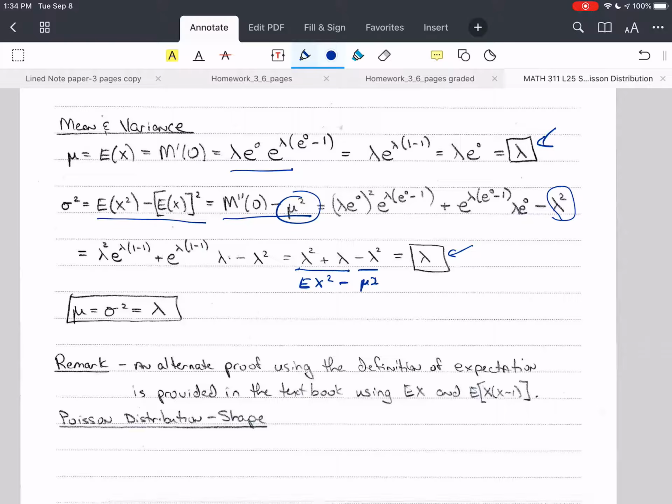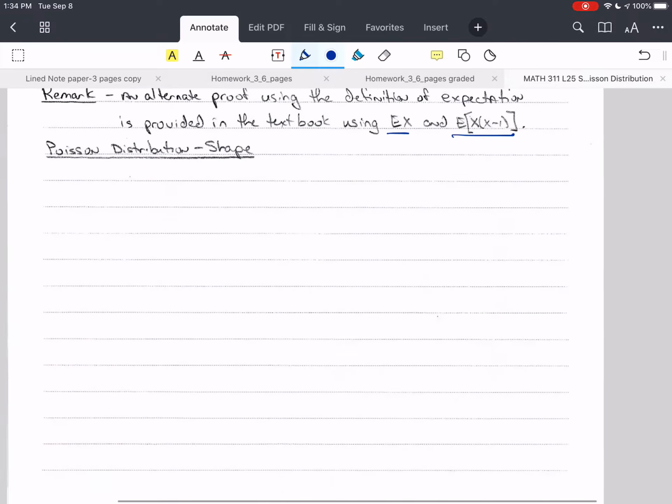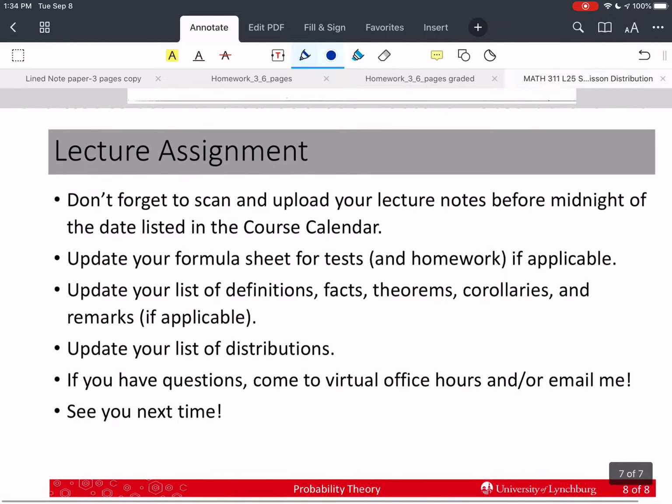There is an alternate proof using the definition of the expectation in the textbook. They use E of x and then E of x times (x minus 1). Well, it looks like my shapes didn't show up in this video, so we'll wait and present them in the next video.